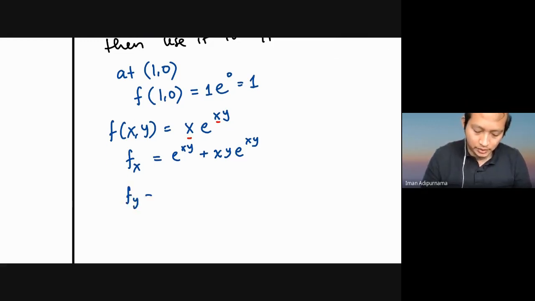And partial y, we only have one y here, so we can just differentiate that part. It becomes x multiplied by x, so it's x squared, and then e^(xy).